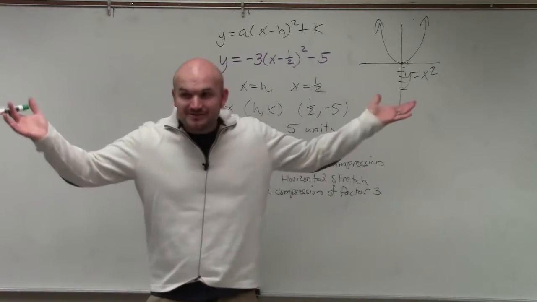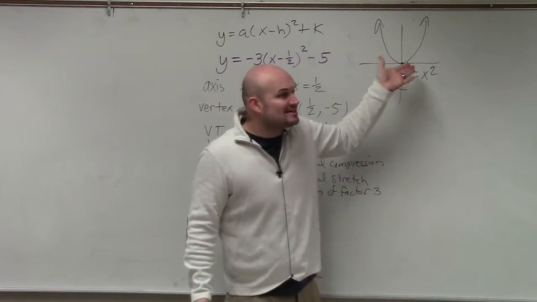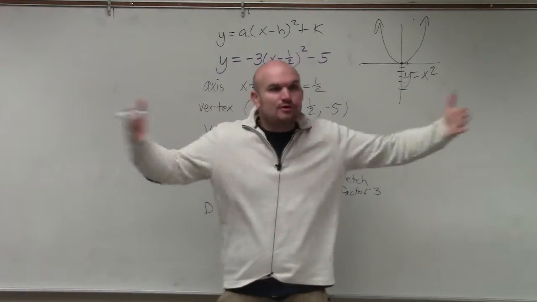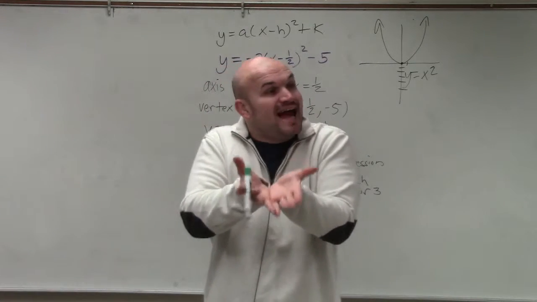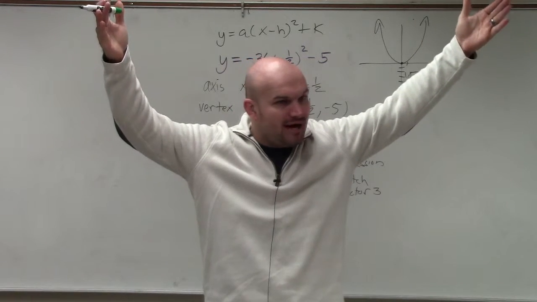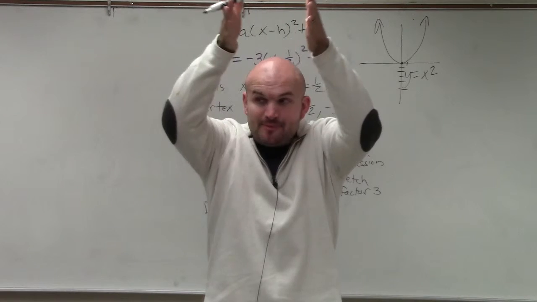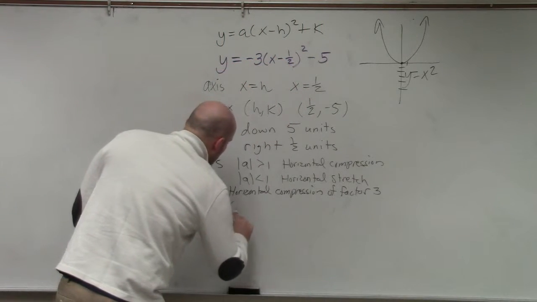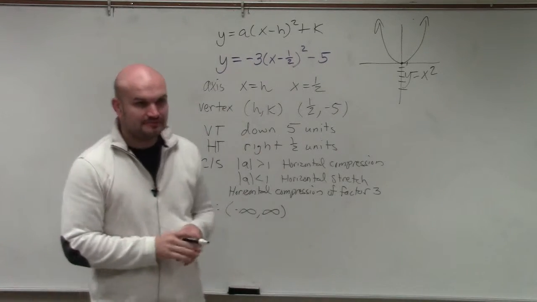What's the domain? It's all real numbers, right? It's always going to be all real numbers. When you look at this graph for all quadratics, I don't care where it's shifted, where it's reflected, how it's compressed or stretched. It doesn't matter. The end behavior of the graph is just going to keep on going up and keep on getting wider and wider. Even if it's a really skinny graph, it's going to keep going up and wider and wider. So therefore, it's all real numbers. But in interval notation, we write that as negative infinity to infinity.